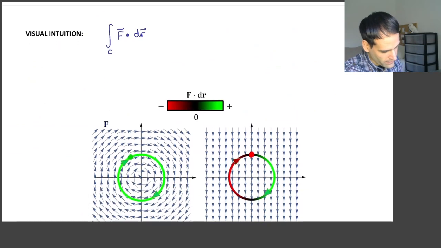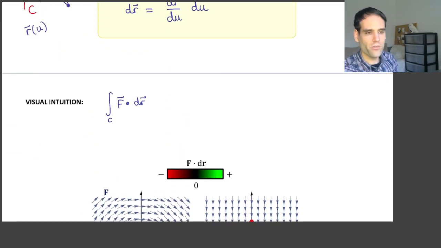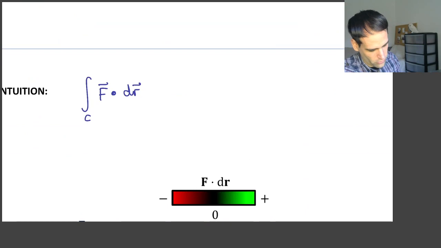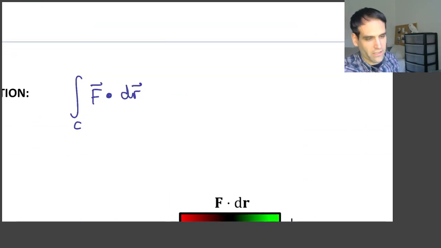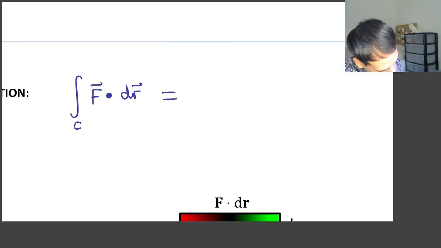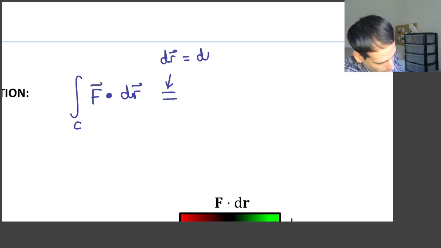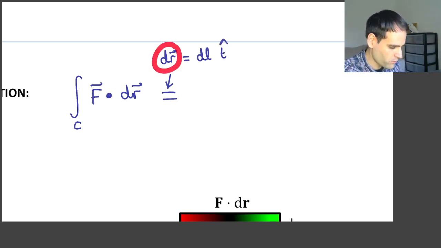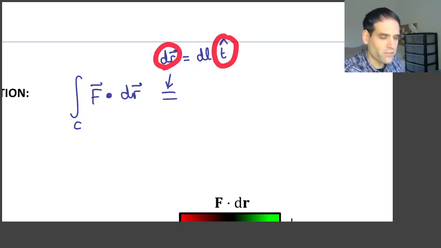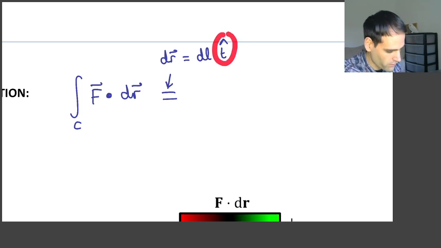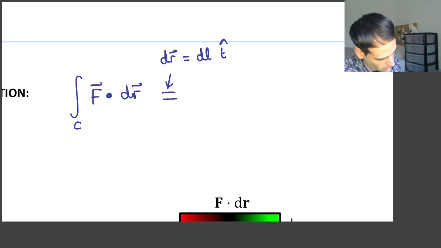And the way we're going to do that is with these plots here, but before I show you the plots, let me define what I'm going to do. So the integral over the curve C of F vector dot dr vector, if we substitute dr vector as being equal to dl times a unit vector t hat, because the norm of dr is equal to dl, while the direction of dr is the direction tangent to the curve. So this t hat vector is a unit vector tangent to the curve, okay?